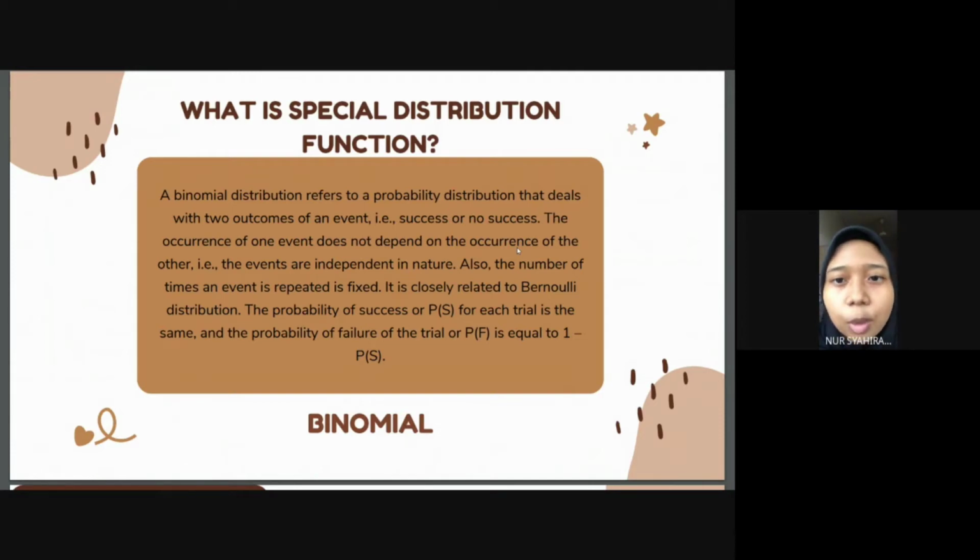It is closely related to Bernoulli distribution. The probability of success, P(S), for each trial is the same, and the probability of failure, P(F), is equal to 1 minus P, where P is equal to P(S).